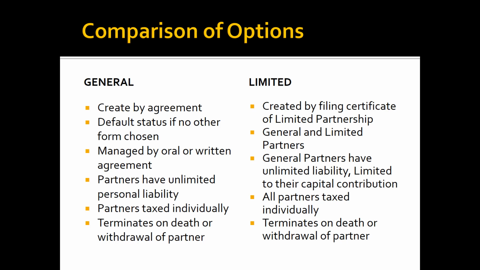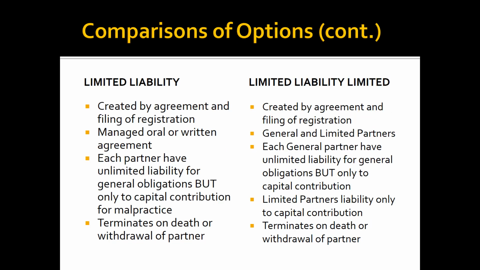Limited partnership. You create it by filing a certificate of limited partnership. You have general and limited partners. General partners have unlimited liability. Limited partners have liability to their capital contribution. Everybody's taxed individually. It terminates on death or withdrawal, at least of a general partner.